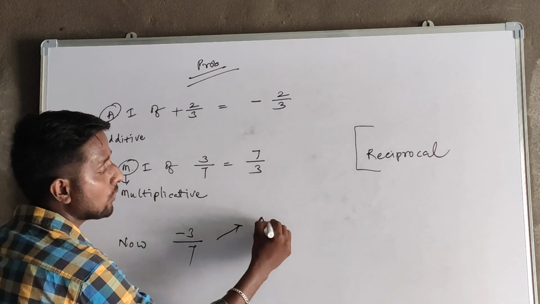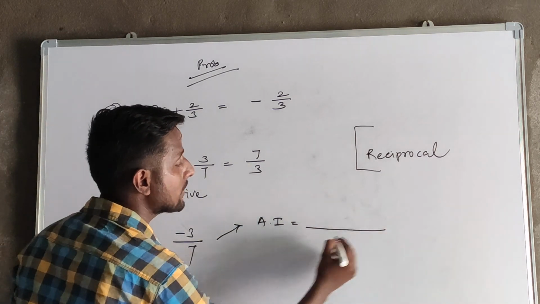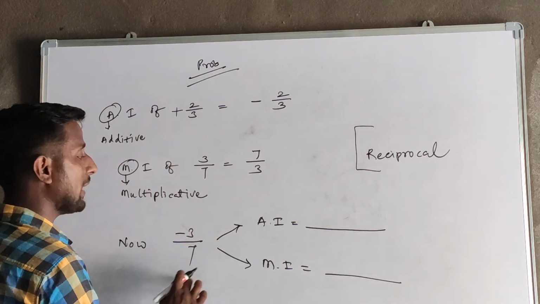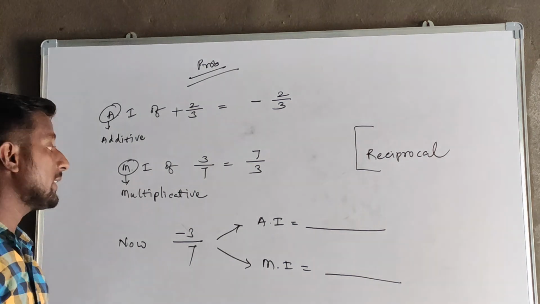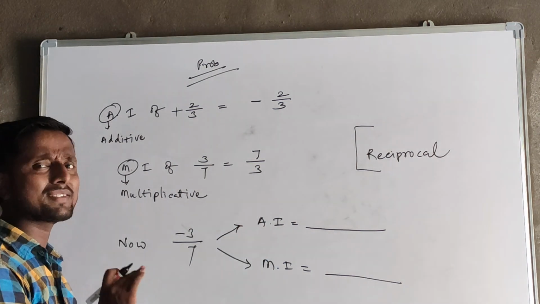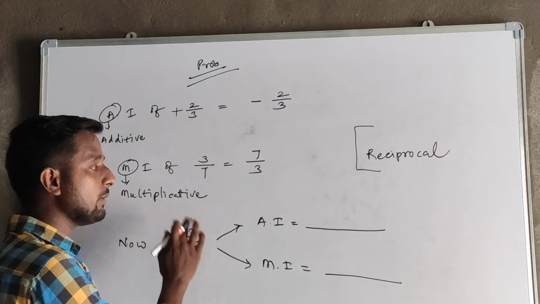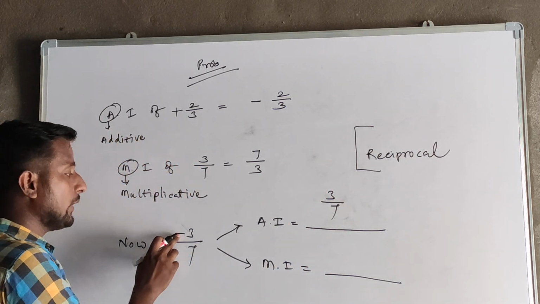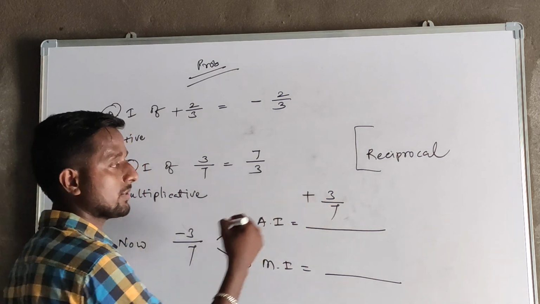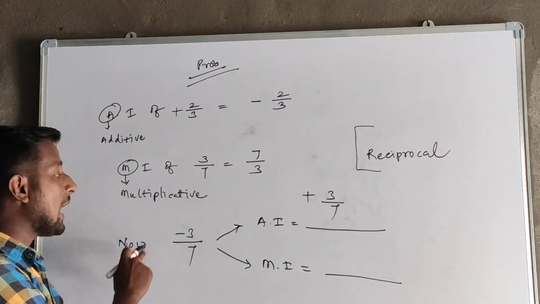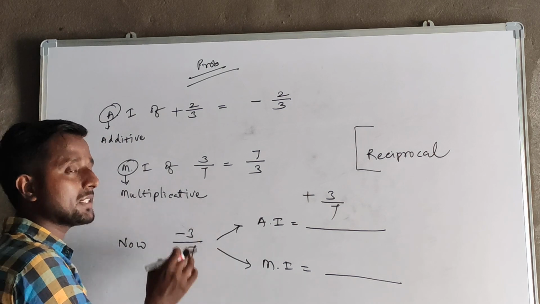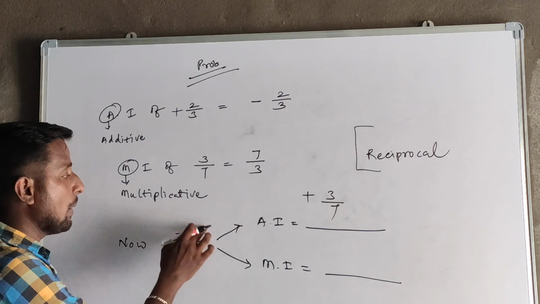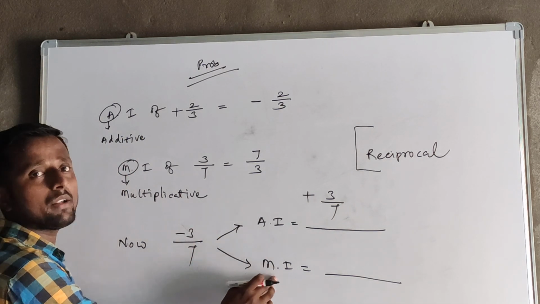Now my question is, what is the additive inverse and what is the multiplicative inverse for the number minus 3 by 7? What I said, the additive inverse is nothing but we use the same number, 3 by 7, but change the opposite sign. It is minus, so we take plus. The additive inverse of minus 3 by 7 is plus 3 by 7. Correct?